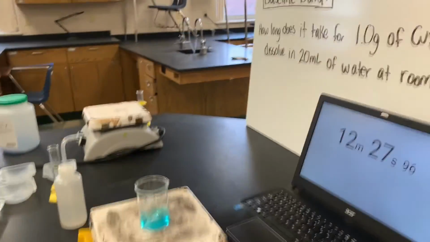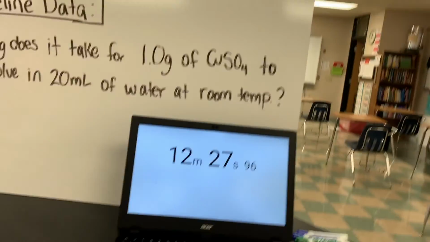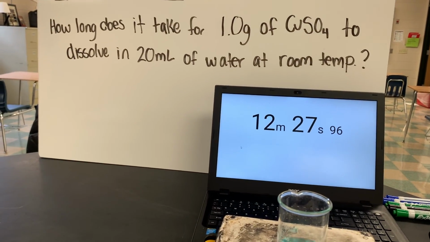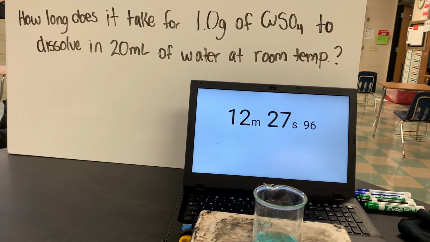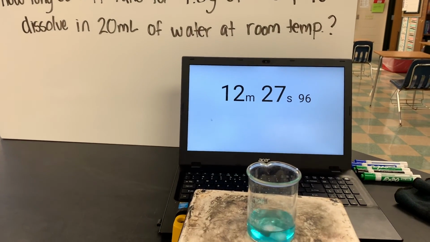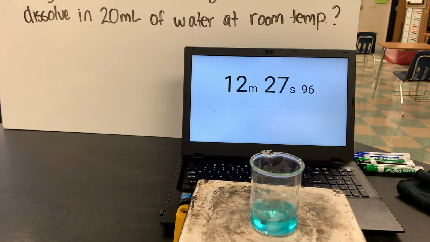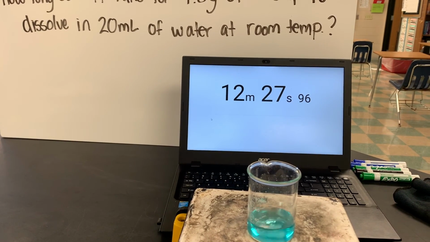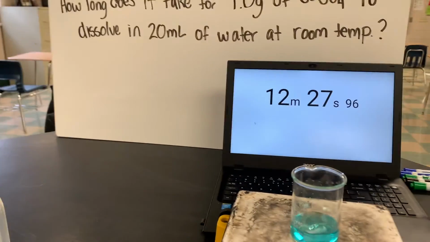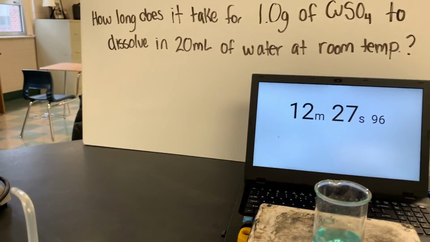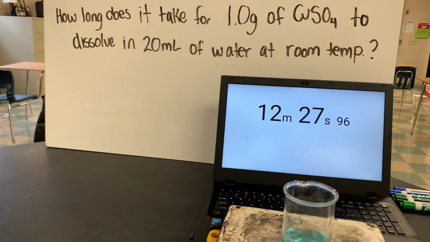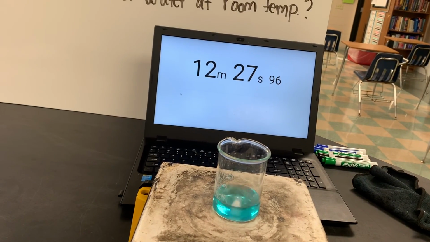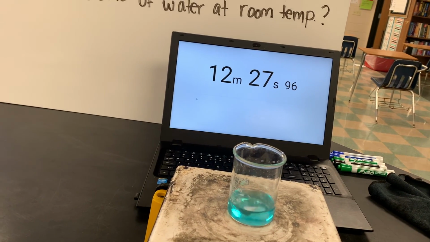Our baseline data says that for 1 gram of copper sulfate dissolving in 20 milliliters of water at room temperature, the time it takes is 12 minutes and 27 seconds. So for the next part of this lab, you're gonna think about what variables you could modify to make that go faster. What are some other things that you could do to this setup to make it dissolve faster than it currently is?